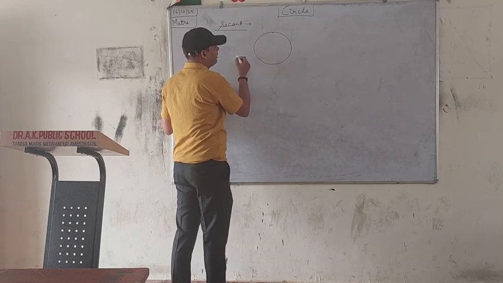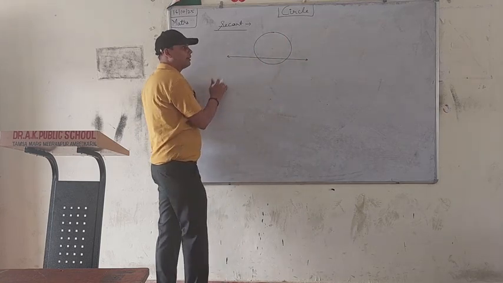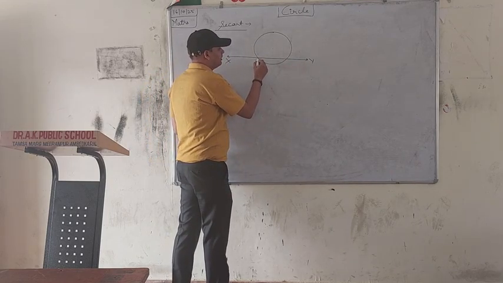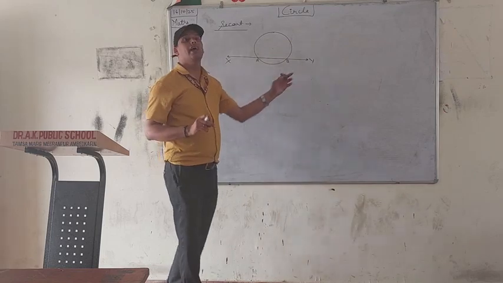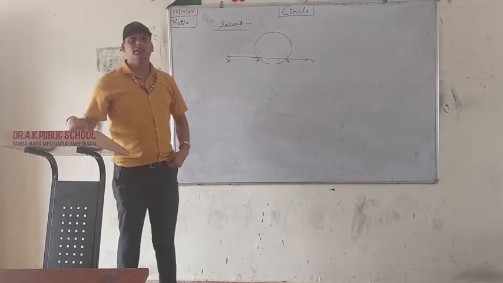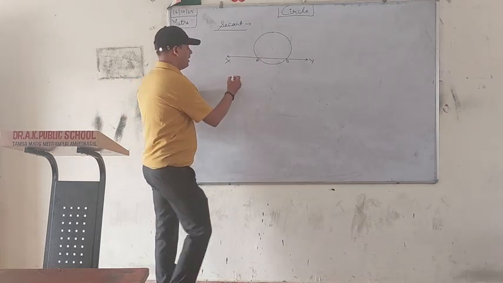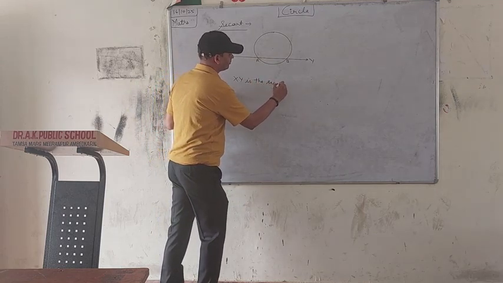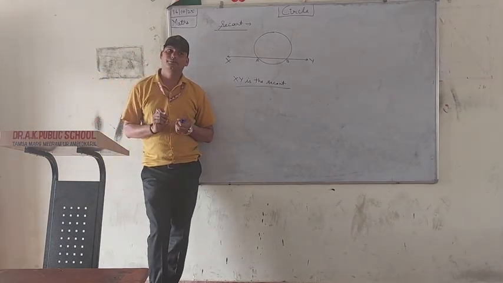Like, center. This is the line X Y. This is point A, this is point B. This line XY is intersecting the circle at points A and B. Then this line XY will be the secant. XY is the secant of the circle. Any doubt up to here?